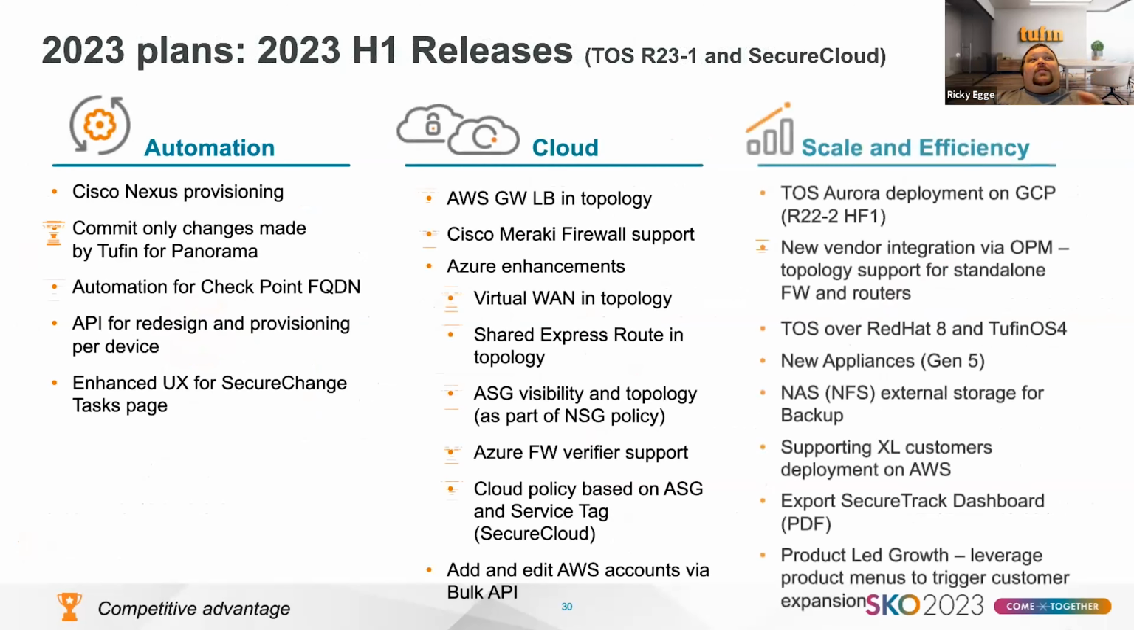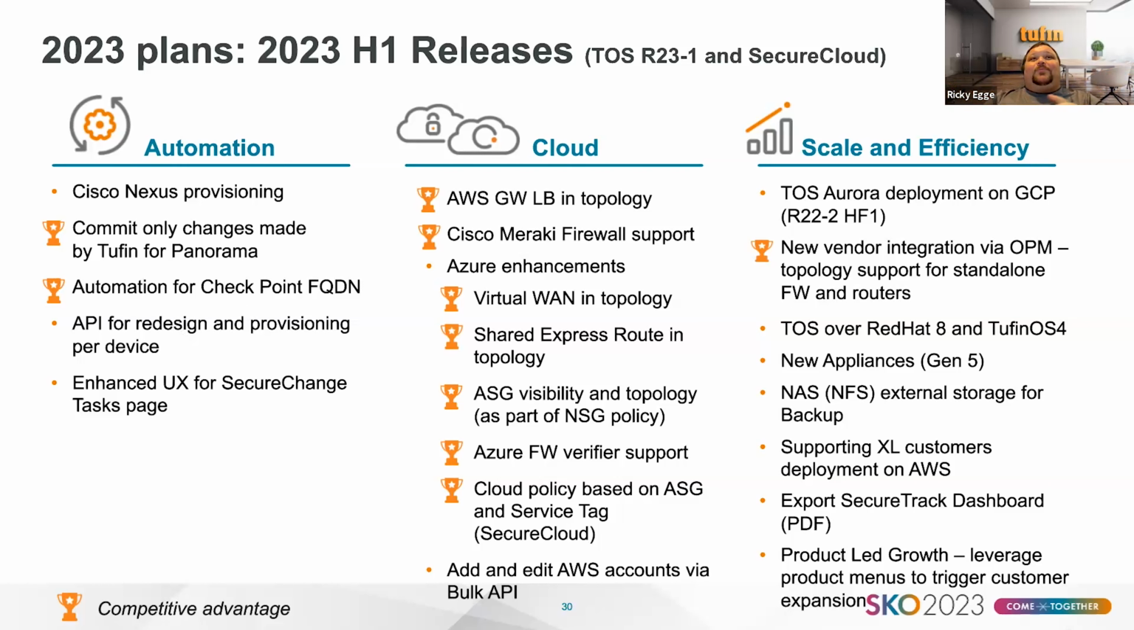So when we look at R23.1, which is actually going to be going GA here in May, the release candidate is available if you want to test it out. We're adding provisioning for Cisco Nexus. We're adding the ability to commit only changes made by Tufin in Panorama. So instead of committing everything, we're going to commit just what we've done. We're adding automation for Checkpoint FQDN. So Checkpoint deployed the API so that you can manage it through CMA now, through Smart Center.